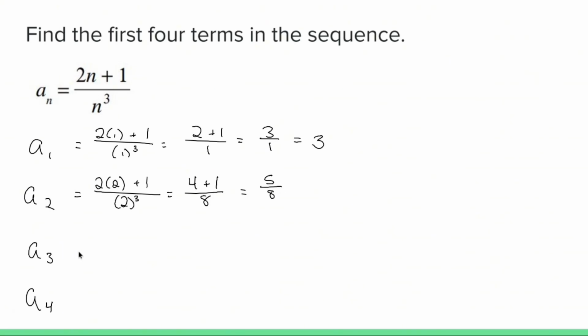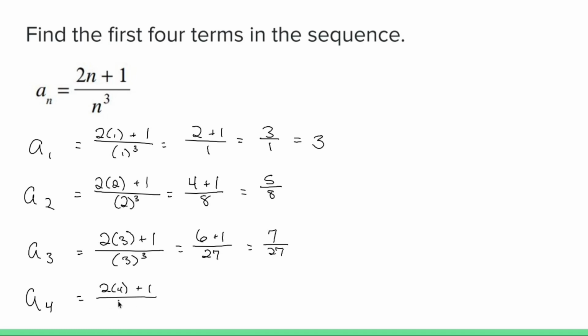Gross. Let's do it again. 2 times 3 plus 1 over 3 to the third power. That's going to be 6 plus 1 over 27, which is going to be 7 over 27, and there's nothing we can do there. Gross again. One more time. 2 times 4 plus 1 over 4 to the third power. That's going to be 8 plus 1 over 64, which is going to be 9 over 64.